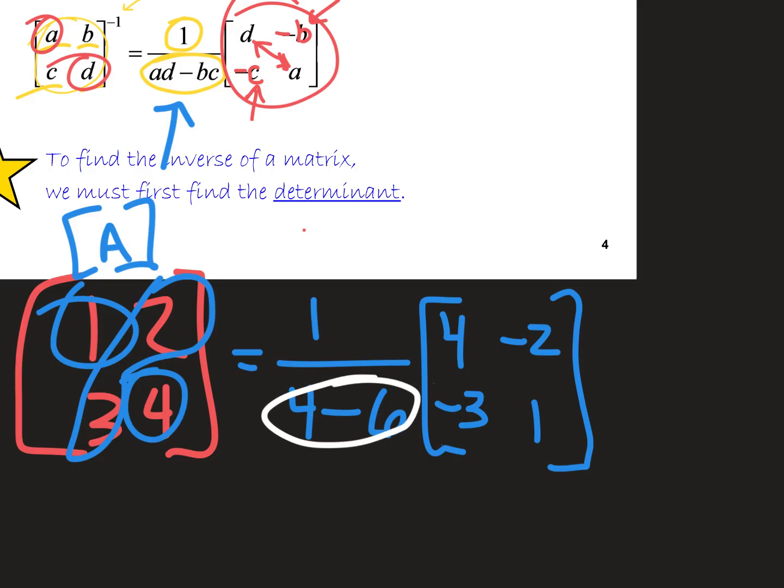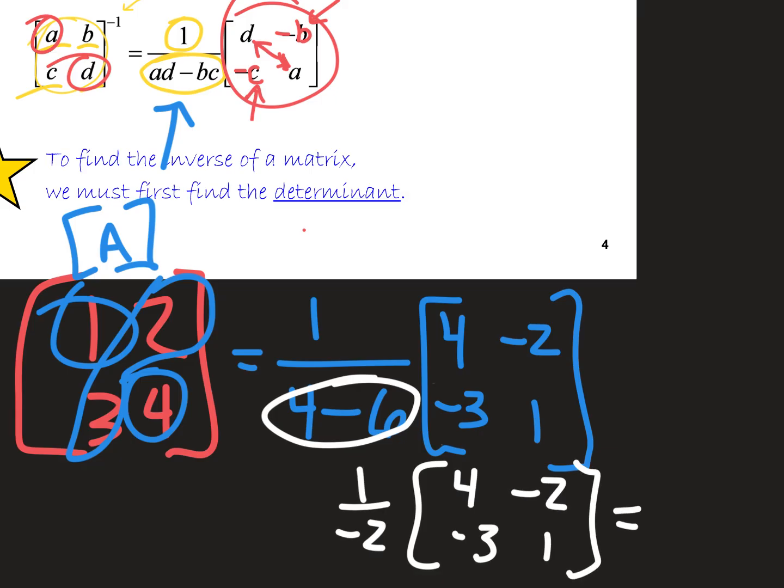A small child can do 4 minus 6. I should be careful because I made 2 mistakes in the first hour here. So, you probably can do 4 minus 6. All right, so we got 1 over negative 2 times 4, negative 2, negative 3, 1.